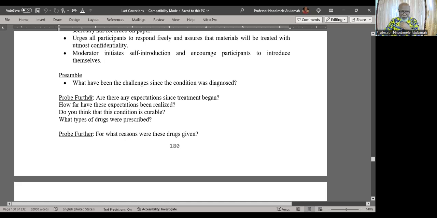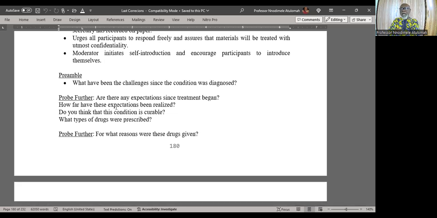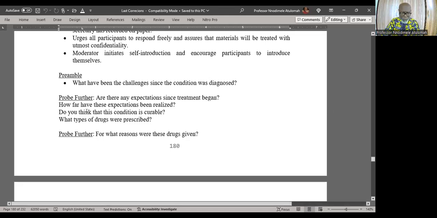Probe further is the person will ask more questions. If you remember, some interviewers on TV, CNN and all that, Al Jazeera, when they are interviewing people, they will ask a question and the person will answer. They will ask another one and another one and another one until that subject is exhausted. So that is what the probe is. So the probe here says, are there any expectations since treatment began? The person will now explain. So we would not use questions that have a yes or no answer. The questions you put are questions that will stimulate a discussion or an explanation.